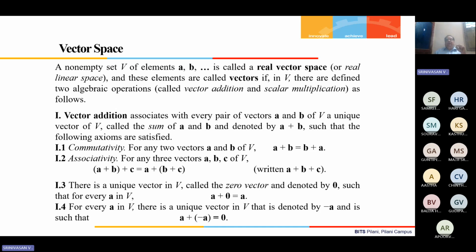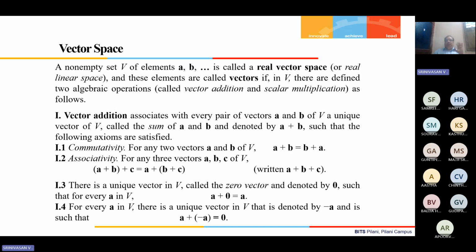Just look at vector space. Here you have two binary operations. One is addition, another is scalar multiplication. A non-empty set V, because it is a set of vectors, of elements, vectors A, B, C, etc., is called a real vector space because we are considering only real vectors. Or real linear space. Vector space can also be regarded as linear space, but most often we'll be calling it vector space. So it's a non-empty set of vectors.